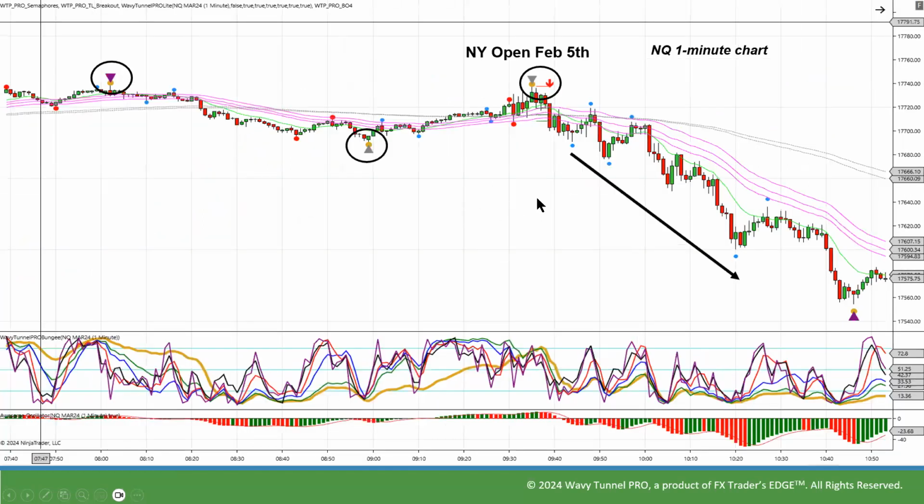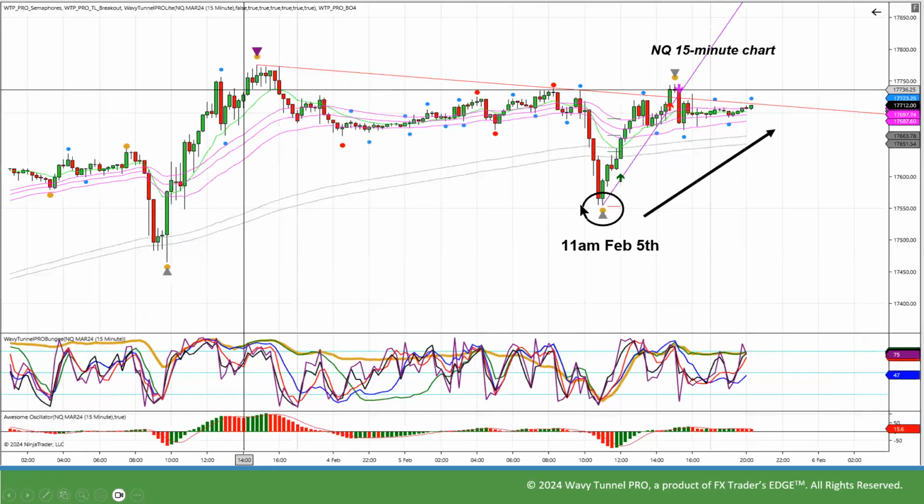Here is the one of my traders took this trade. This is another setup, took this trade short. Okay, beautiful trade setup. And then we took this trade long. Okay, we took this trade long. Beautiful setups.